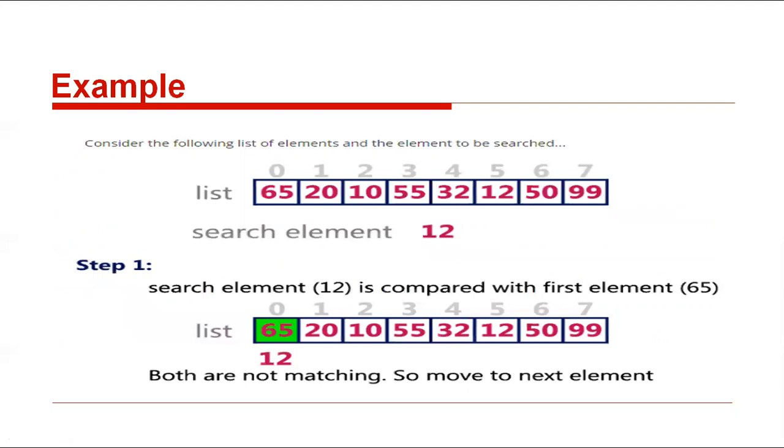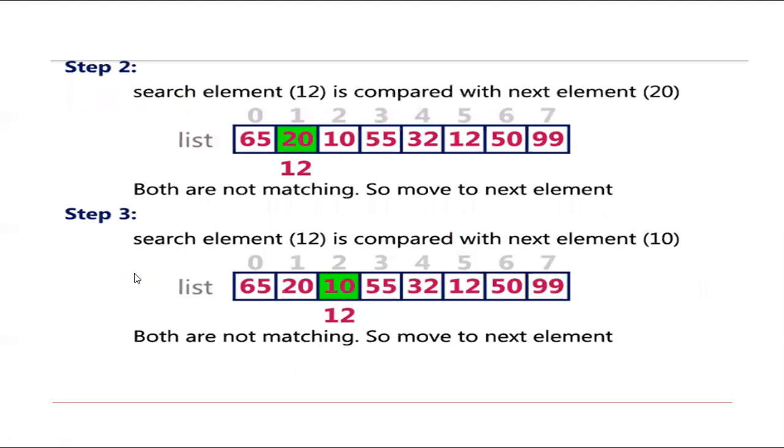This is an example. These are the list of elements in an array. In this example, we want to search for 12, to see whether 12 is in the list or not. First, list of 0 equal to 12? No, 65 is not equal to 12. Then the control moves from index 0 to 1. The next value, 20, equal to 12? No. Then the control moves from 1 to 2. Then the second value is 10.